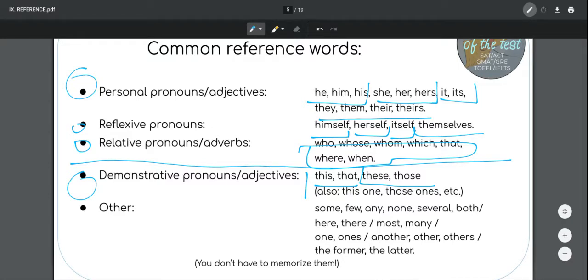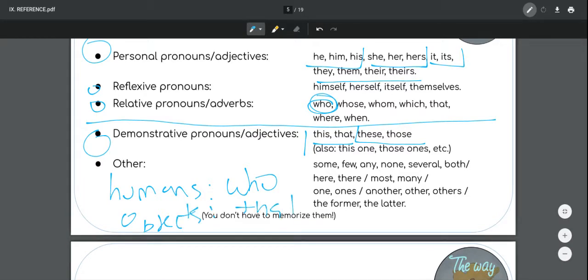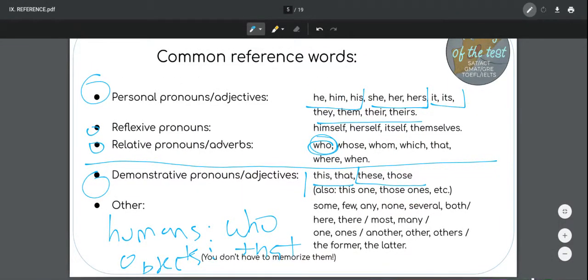Another important thing, remember for humans: when we refer to a human being, my friend Josh is the one who likes to read a lot, not the one that likes to read a lot. So a very important thing: for humans, we always use who, and for objects or animals, we use that. This is very important because in everyday English, we say that my friend Josh is the one that likes to read a lot. But the correct way will always be using who for humans and that for everything else.